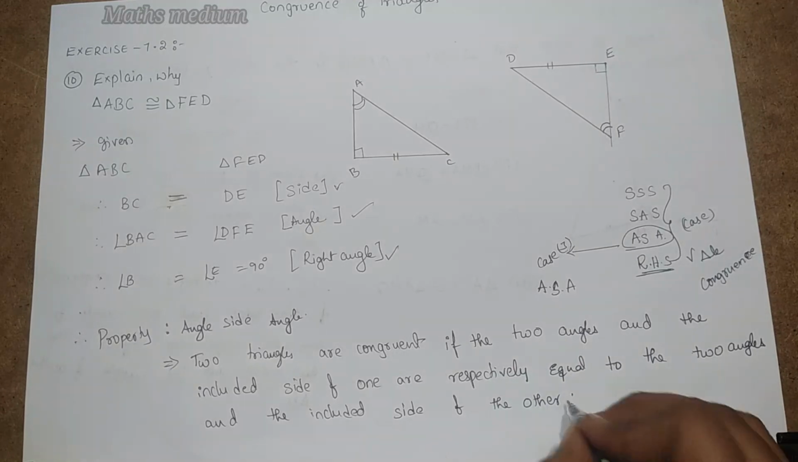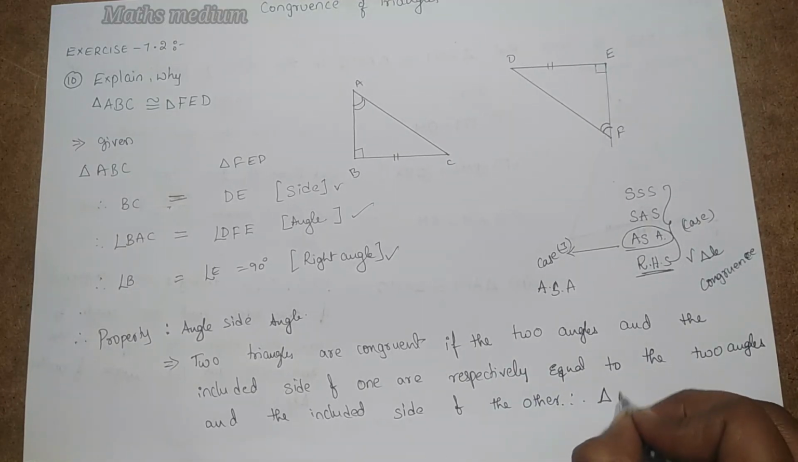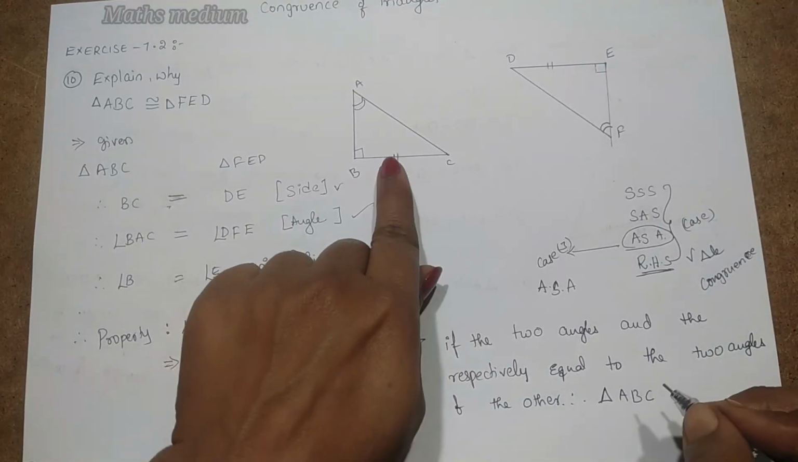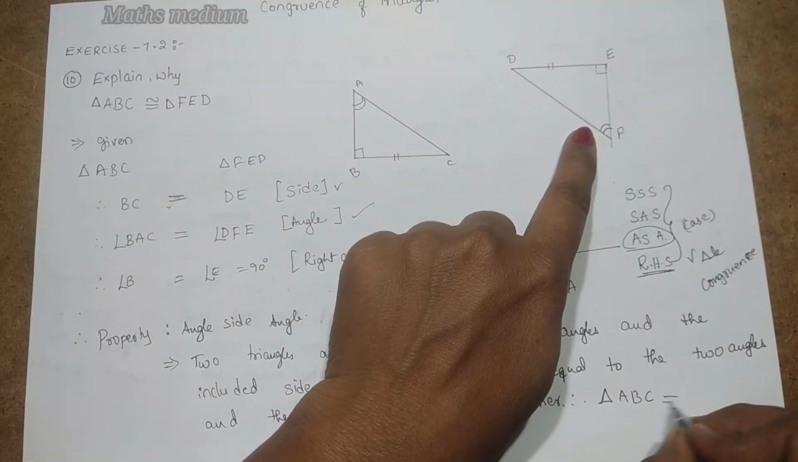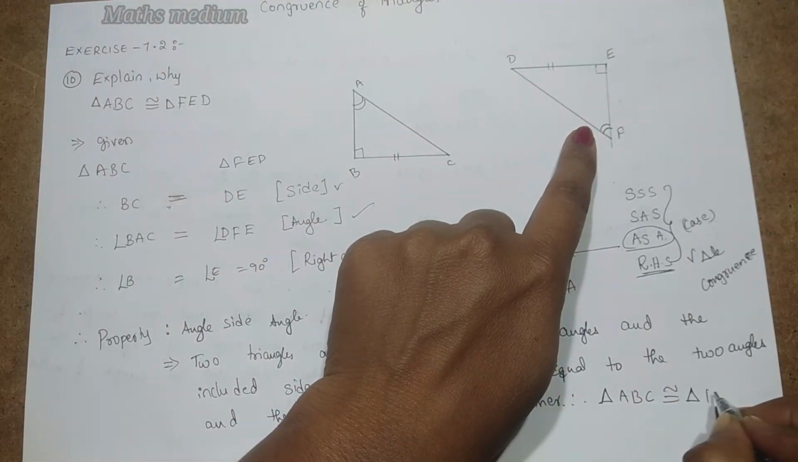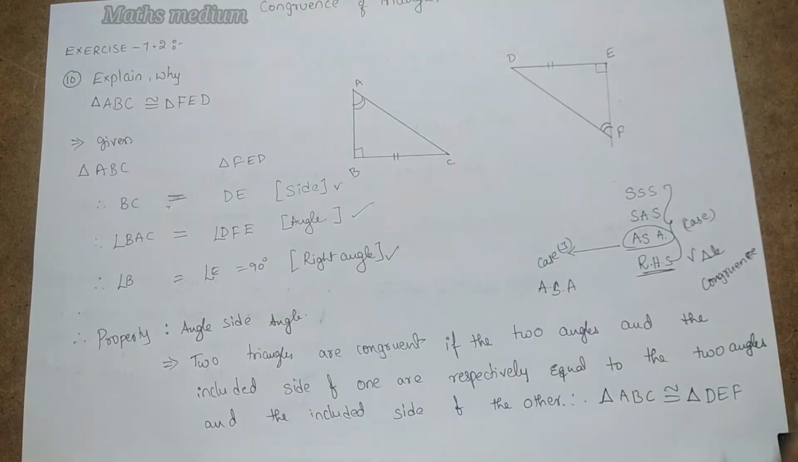So, therefore, here triangle ABC, this triangle is congruent with this triangle DEF or FED also.